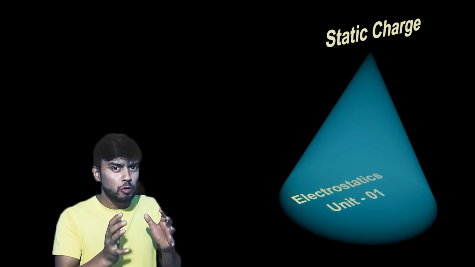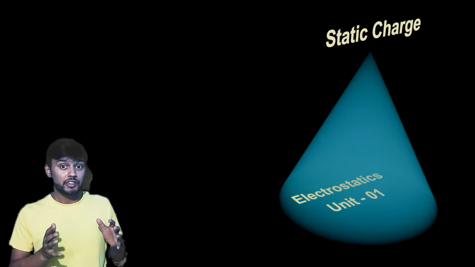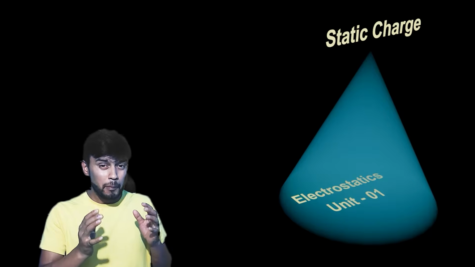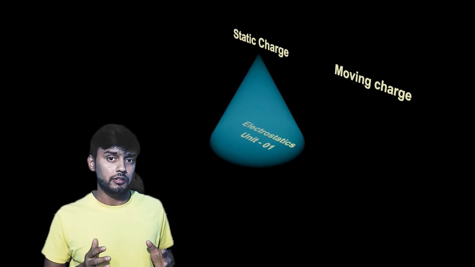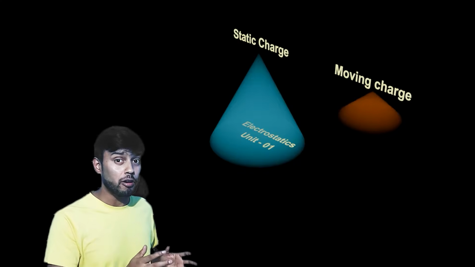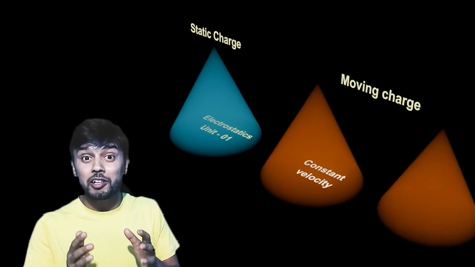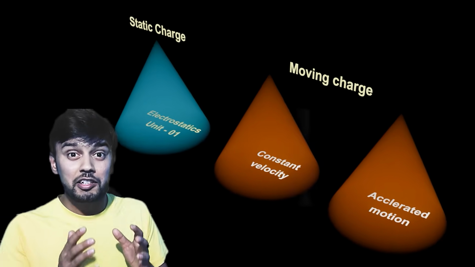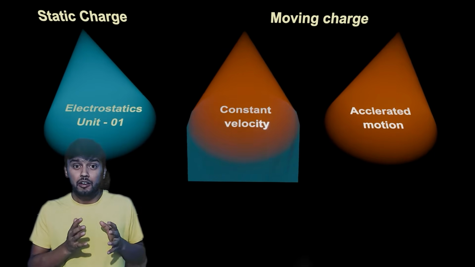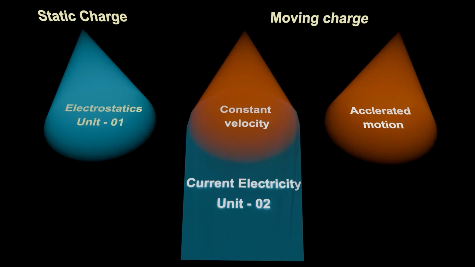Once a charge starts moving, we get something magical, the electric current. But here is an interesting thing. A moving charge can behave in two ways. It can move with constant velocity or it can move with changing velocity, that is accelerated motion. When charge moves with constant velocity, we study it under the second unit, current electricity.